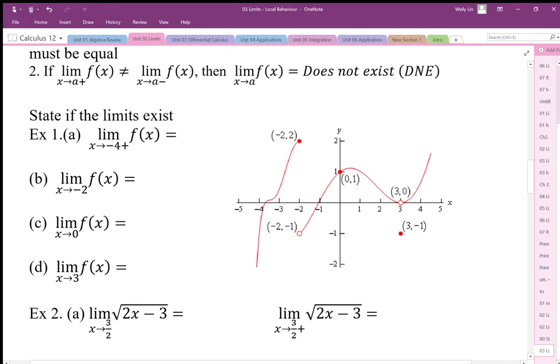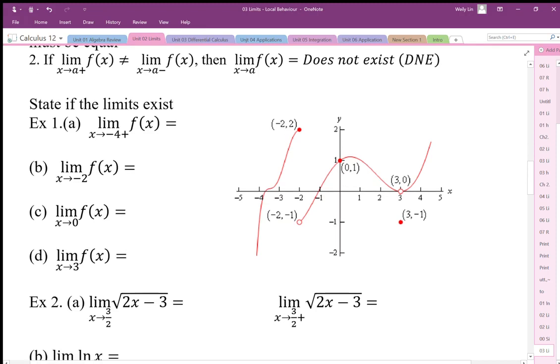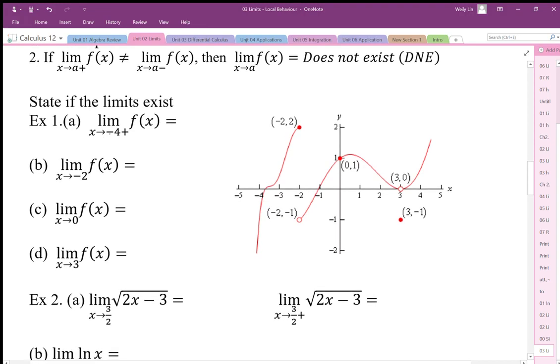So let's state if the limit exists. We're approaching -4 from the positive side. So -4 from the positive side looks like this. It looks like it's going down like this, so it looks like the limit is -infinity. Again, there are some books that say that because it's -infinity, it doesn't exist. But typically, we would say that this is going to a limit of -infinity.